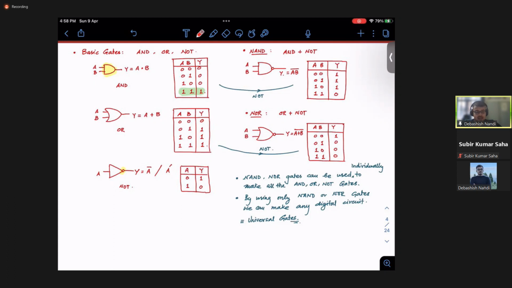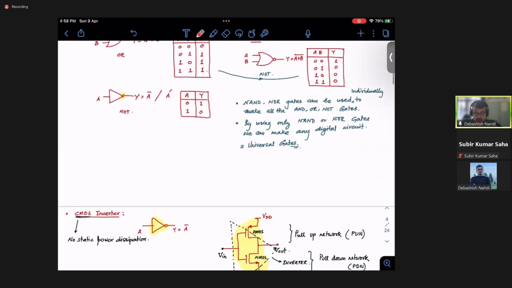This is pretty simple, and you can try it, right? How NAND gates can be used to make NOT, AND, and OR gates, right? So these are called universal gates.